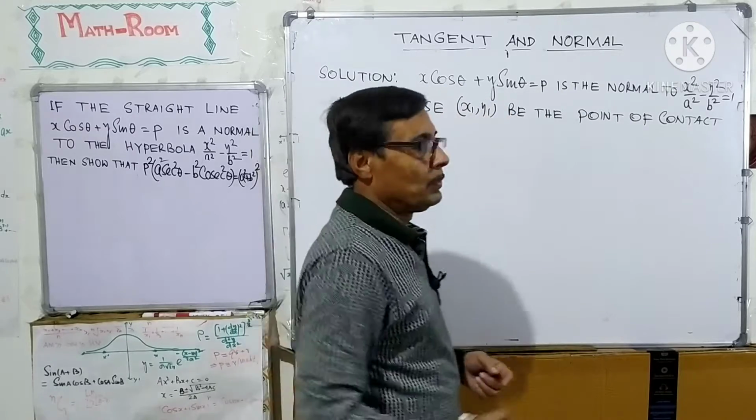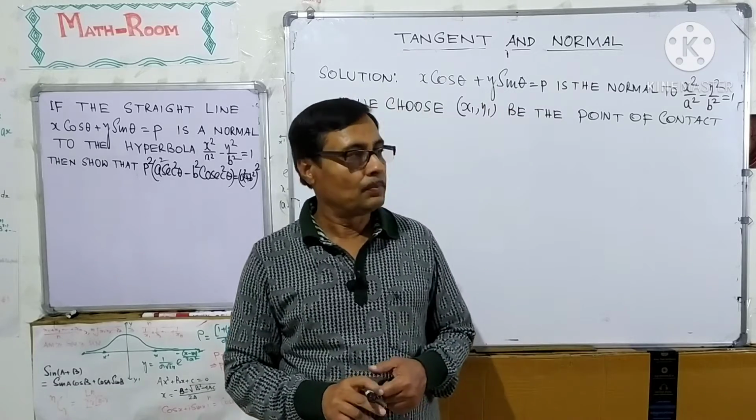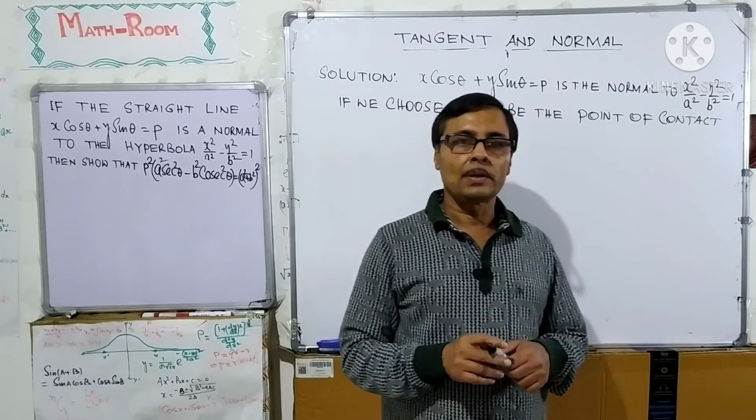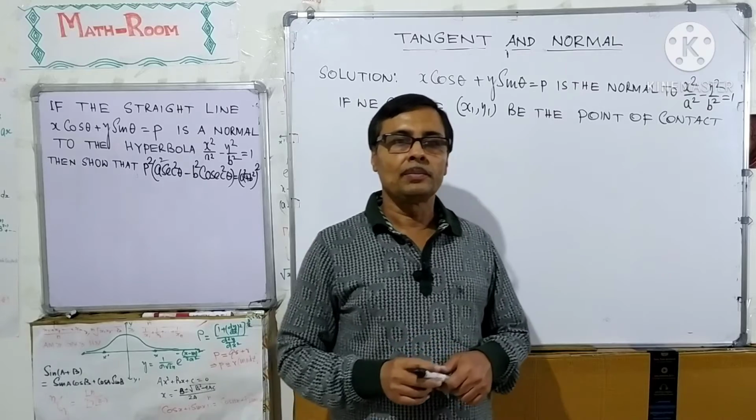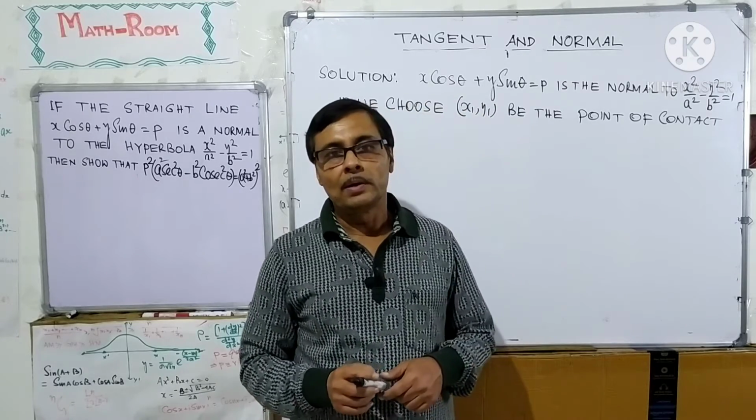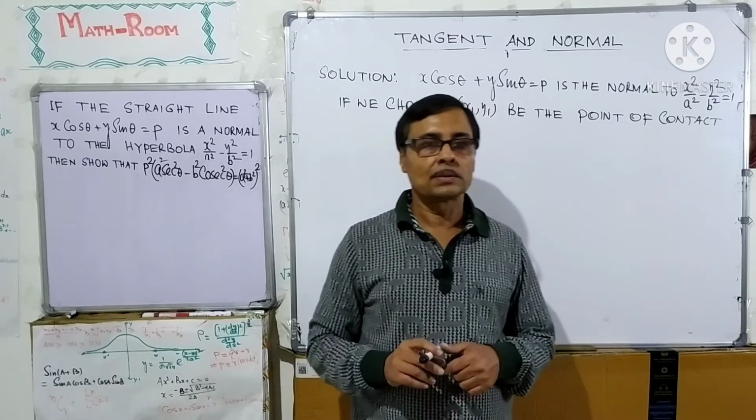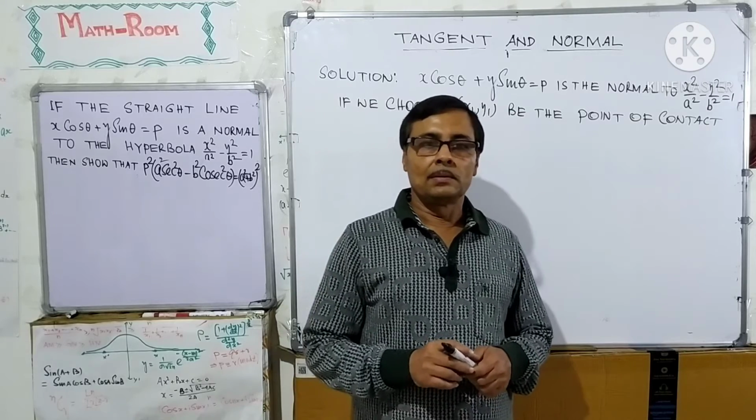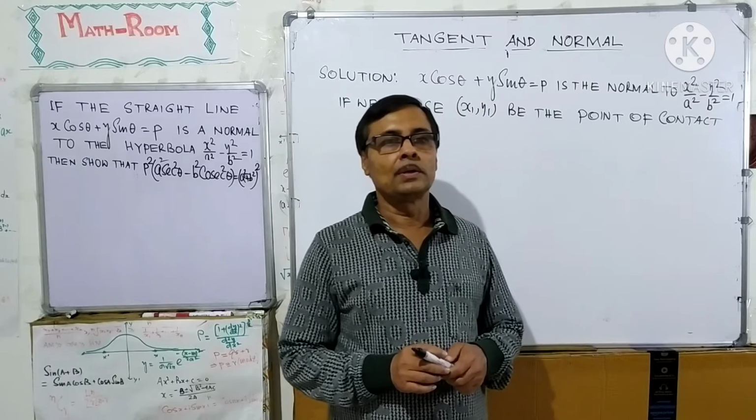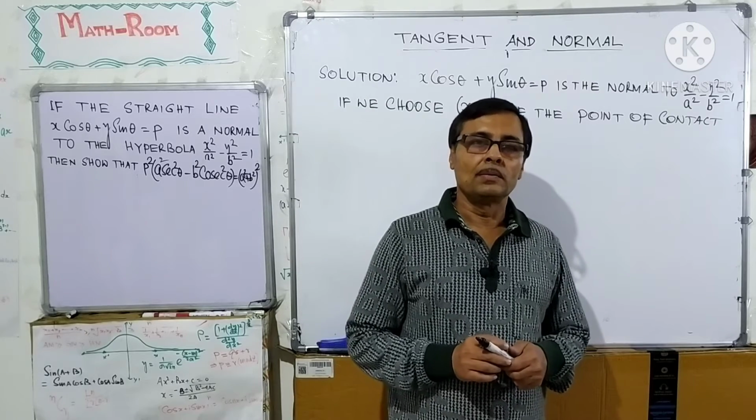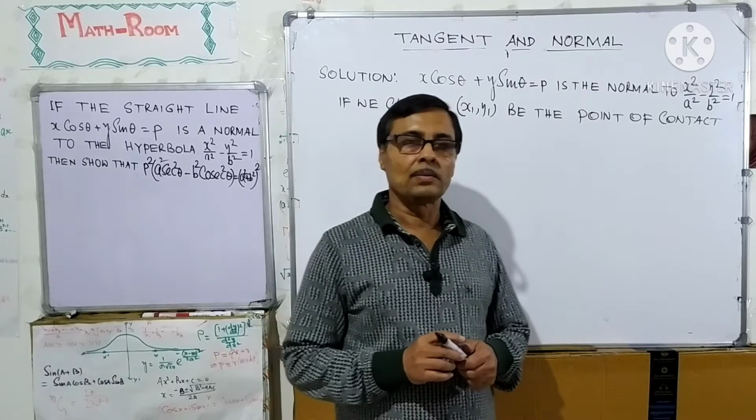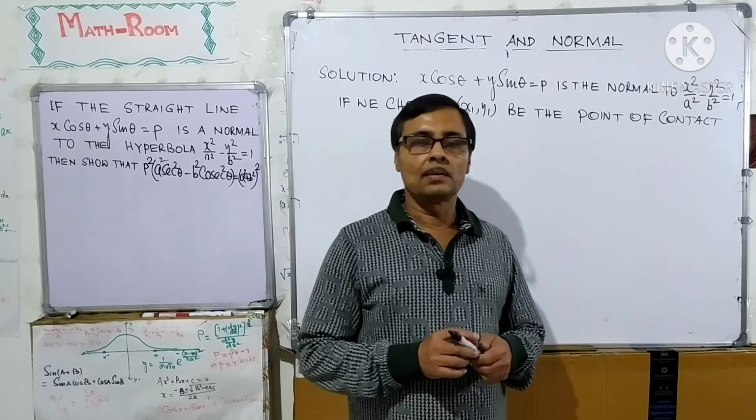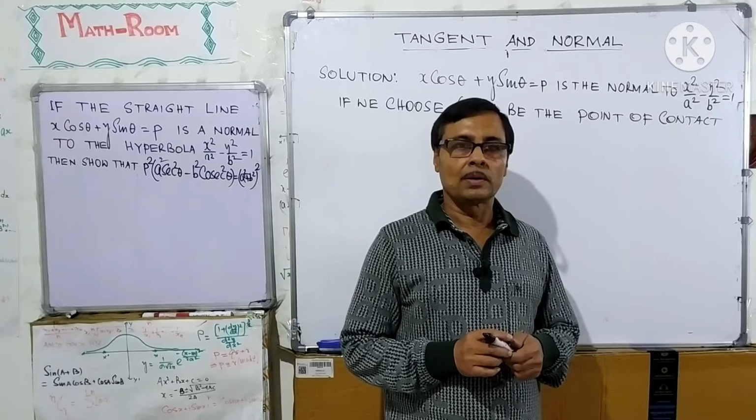Now, we have already known the equation of tangent to any curve at x1 y1, that is at the point of contact. The equation of tangent is y minus y1 equal to dy dx at the point x1 y1 into x minus x1. That is, the gradient of the tangent is dy dx at x1 y1. This is the geometrical significance of dy dx. dy dx is nothing but the gradient of the tangent at any point x1 y1.